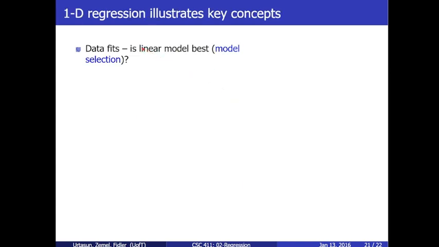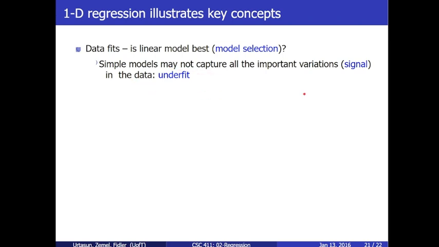So now we'll move on to 1D. 1D regression illustrates key concepts. Data fits. So is the linear model the best model selection? Simple models may not capture all the important variations, the signal, in the data. So that would mean we have an underfit between the line of best fit and the data points.